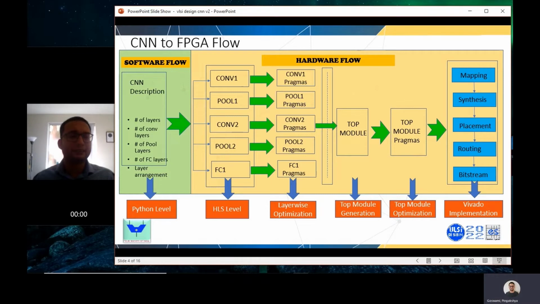Once we get the base top module, we map it into FPGA for physical synthesis. This stage consists of mapping, logic synthesis, placement, and routing. The CNN flow from software definition to FPGA is quite complex. So the limitation of this flow is it has too many steps.